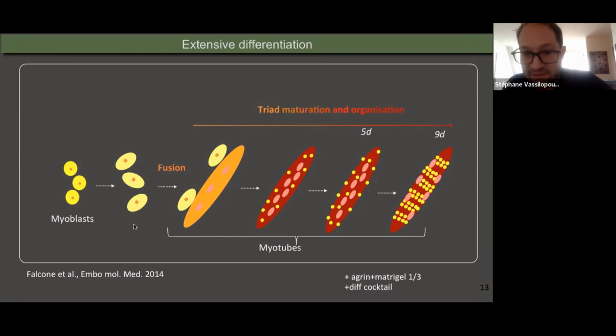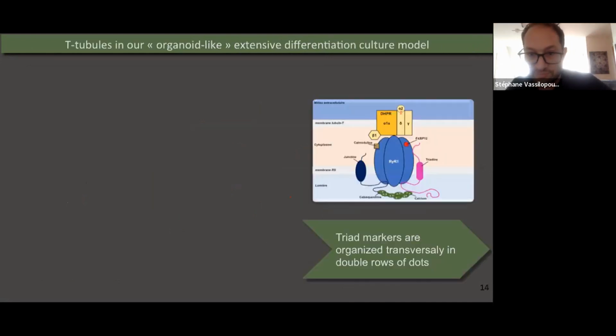These are primary cells, primary myotubes from mouse. We differentiate them, and then once they form these myotubes, we cover them with matrigel. So it's almost like an organoid-like culture, so that these muscles don't detach from contractions. We also supplement with a differentiation cocktail, including agrin, which also pushes towards a higher differentiation of these myotubes.